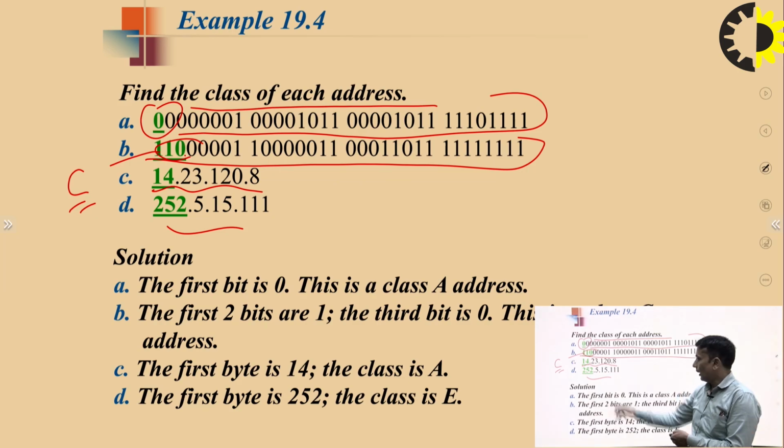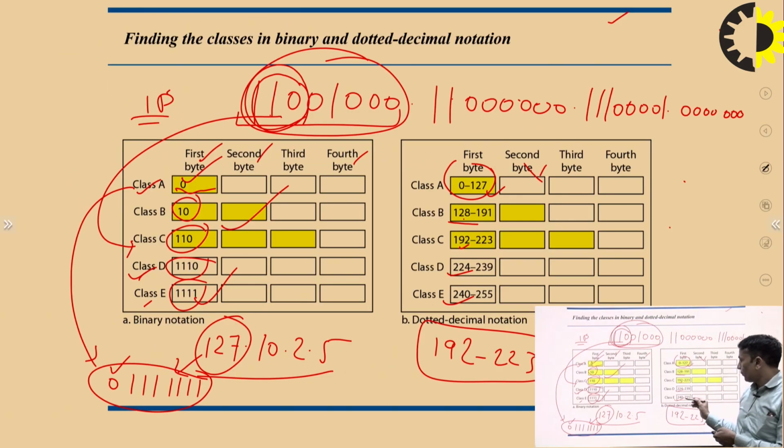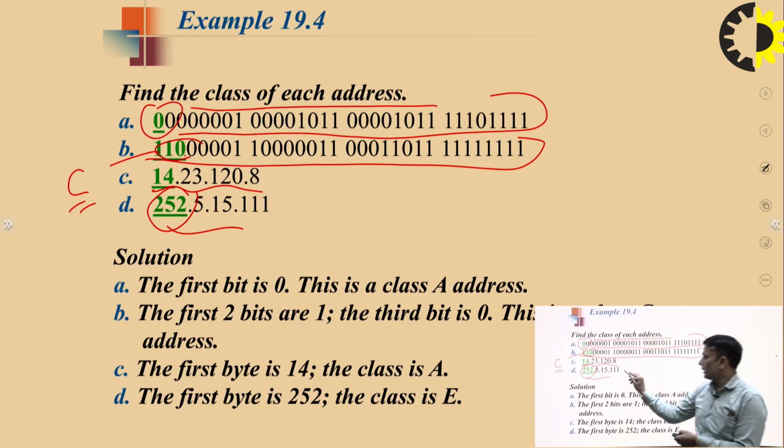Okay. Again 252.5. So, the first byte represents 252. Let us check here. 252 lies between 240 to 255, so this belongs to class E. That's why this address belongs to class E.